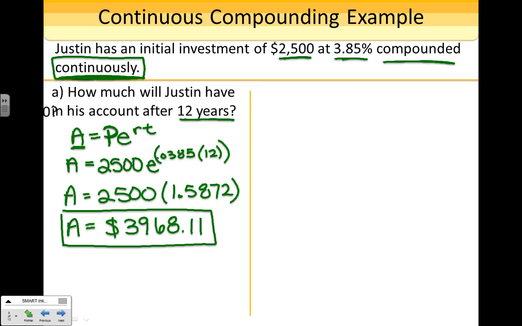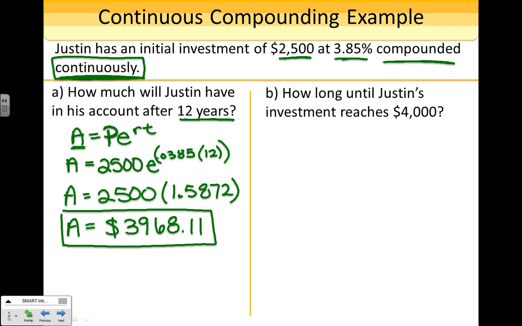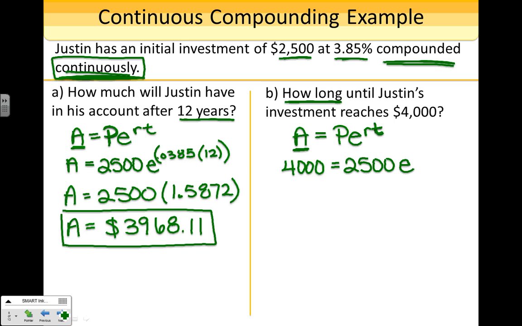All right. Next question. How long until Justin's investment reaches $4,000? So again, we're still compounding continuously. So we're still going to use a PERT equation. Okay. And now we know that the account will get to 4,000, so that's our ending amount. But we want to know how long. So we're going to be solving for T, the time it takes. So our initial investment is still the same, $2,500, and our rate is still the same.